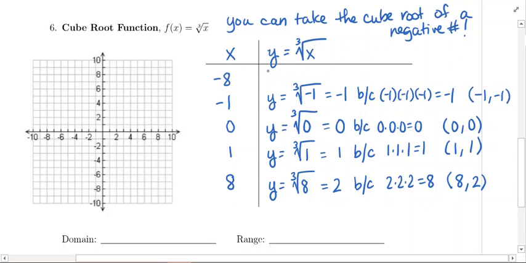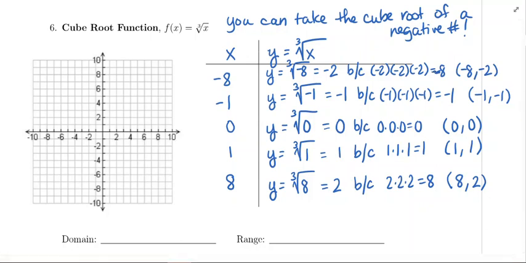And then if we look at negative 8, that's our x value. We plug it in. The y value is going to be the cubed root of negative 8. The cubed root of negative 8 is negative 2, because if you multiply negative 2 by itself 3 times, negative 2 times negative 2 is positive 4, times negative 2 is negative 8. So if x is negative 8, y is negative 2. All right, so these are some points on the graph.